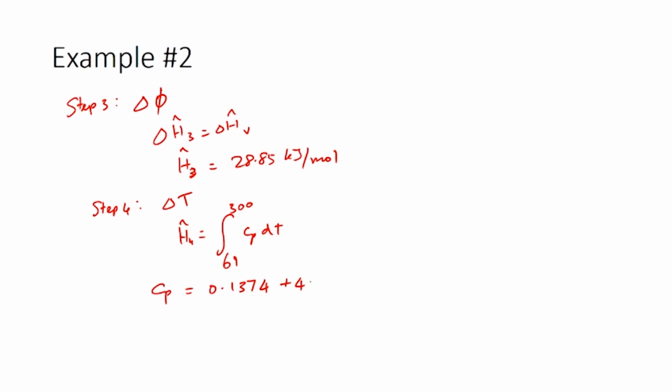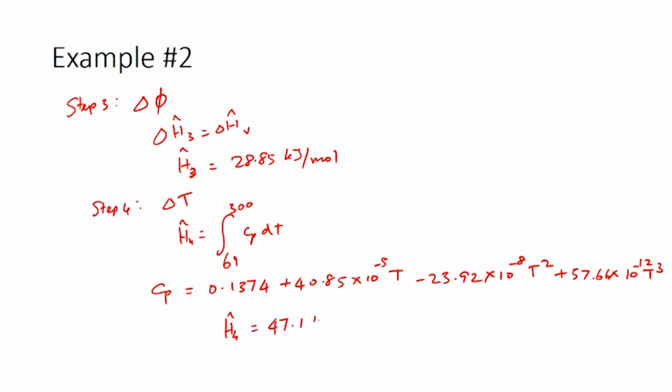So, this would be 0.1374 plus 40.85 times 10 to the power minus 5 T minus 23.92 times 10 to the power minus 8 T squared plus 57.66 times 10 to the power minus 12 T cube, in terms of kilojoules per mole degree Celsius. Integrating this equation with the limits of 69 and 300, you would get H4 cap as 47.1 kilojoules per mole. The last step for the process is delta P, which is step 5.